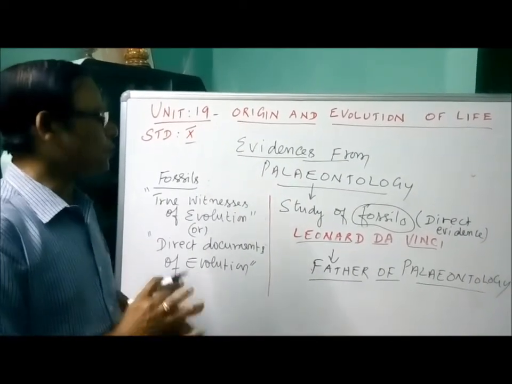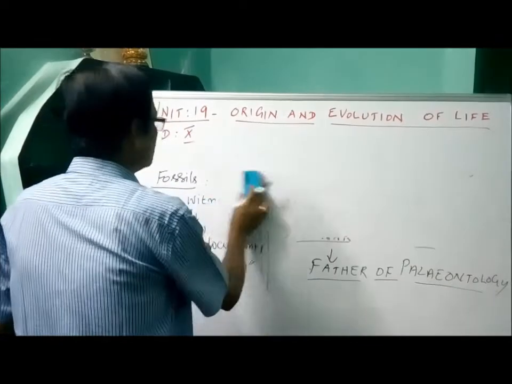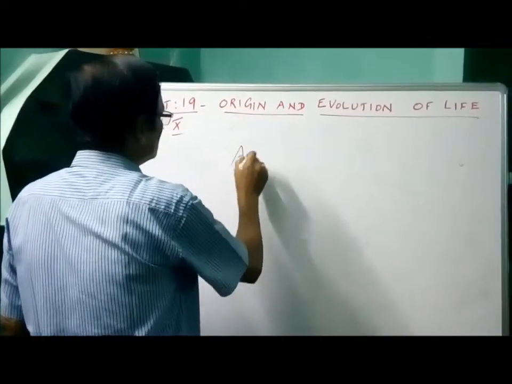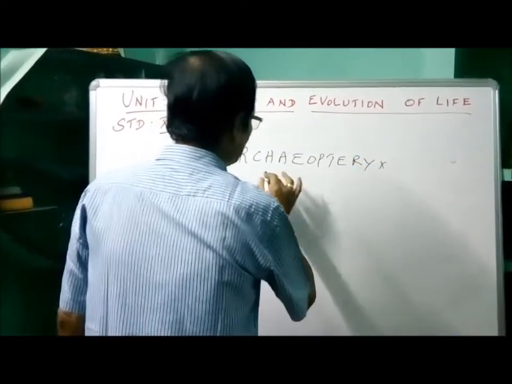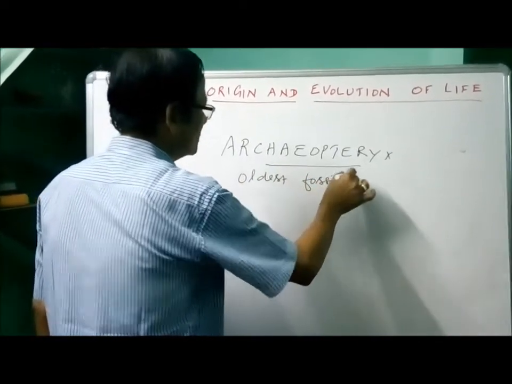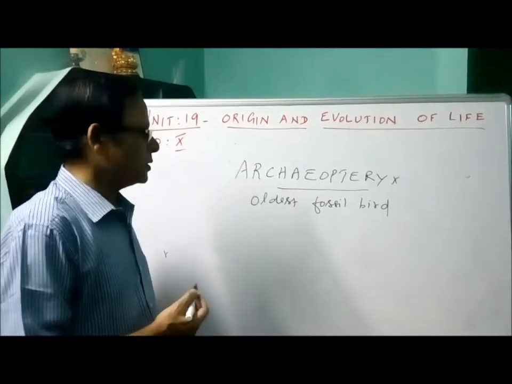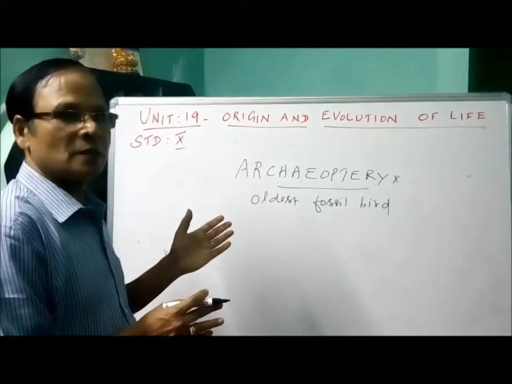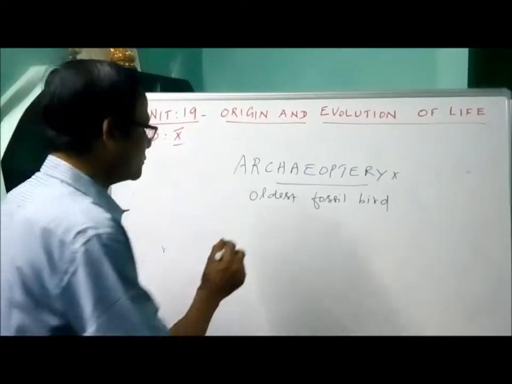I have to mention one fossil bird, Archaeopteryx. A few words about Archaeopteryx. What is Archaeopteryx? This is the oldest fossil bird. There is no such bird at present, but we have a stuffed specimen of the bird in Berlin Museum, Germany. This is an earlier bird-like form that originated during the Jurassic period.